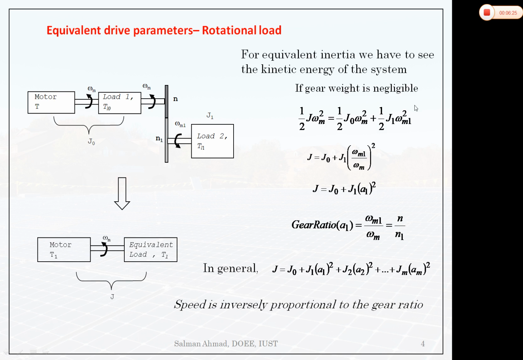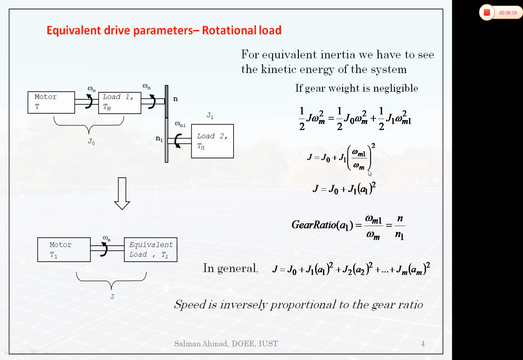So these two energies will be equal. The energy of this system will be on the right hand side. Now we cancel half omega m square from both sides, dividing both sides by omega m square. On the left hand side we are left with J, and on the right hand side we get J naught plus J1 times omega m1 upon omega m, squared. Now J is equal to J naught plus J1 times that ratio squared.